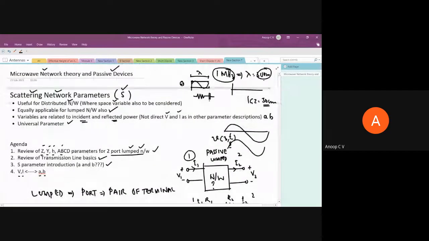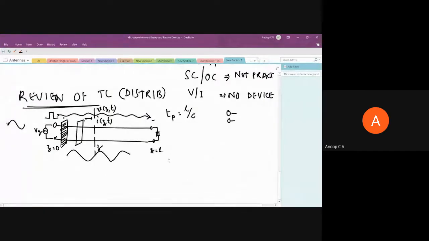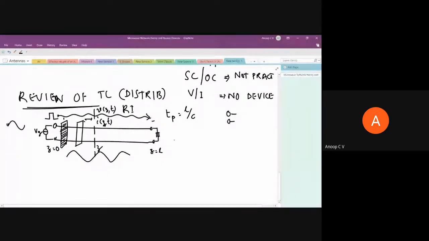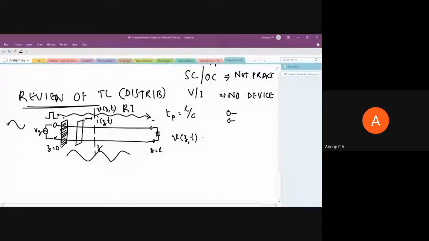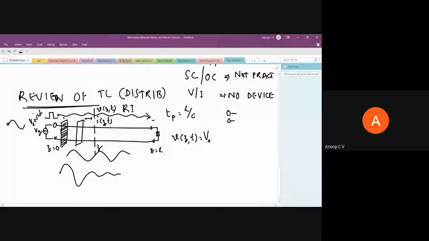So the first point is useful for distributed networks, where the space variable also has to be considered. This is why I told you we need to consider the space variable also. Because at any given distance z, voltage is a function of z and t. So this is called the real instantaneous form. This V of z comma t can be represented as follows. Say V naught e power j omega t was the generated signal. What happens is, as you move along the length, the wave will attenuate. So e power minus alpha z is there: V naught e power minus alpha z.